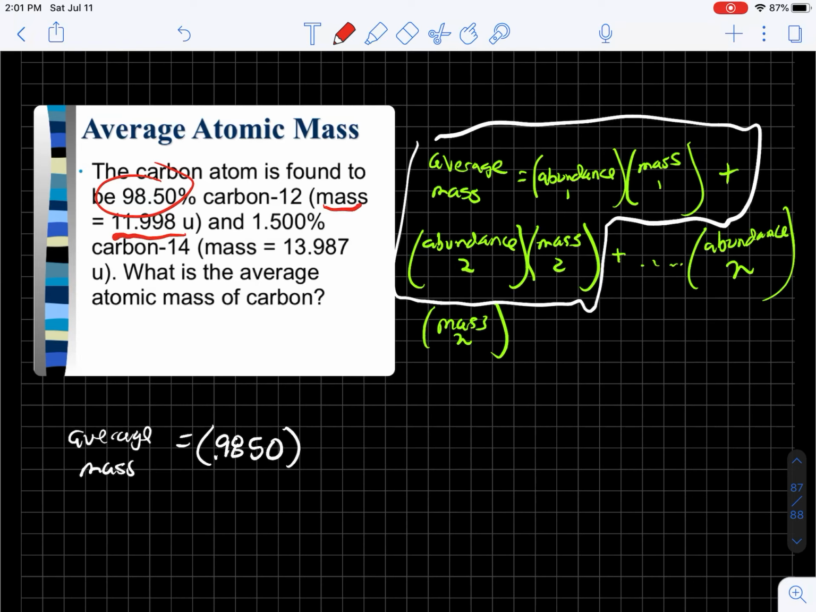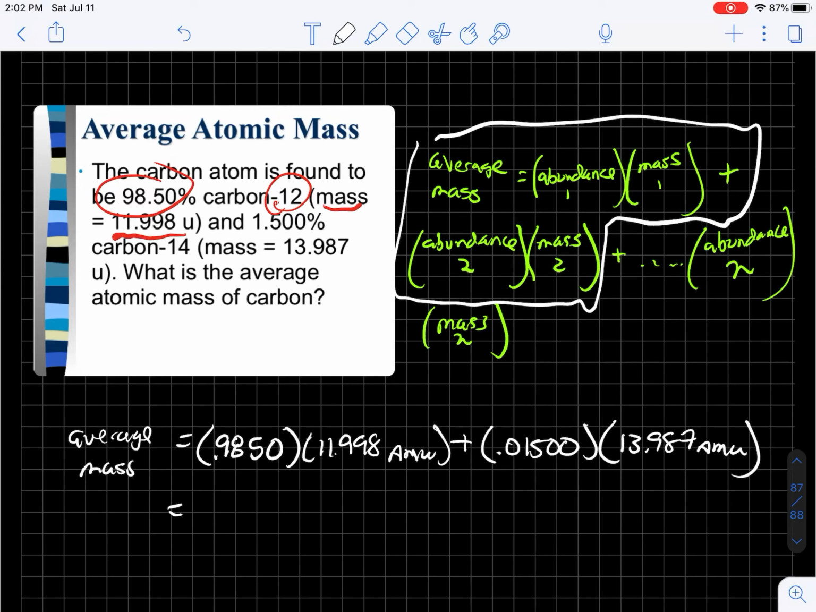Now this carbon-12 thing, if they don't tell you what the actual mass of carbon-12 is, because again, in the formation of a carbon-12 atom, you would lose some of that mass to energy. That was the whole E equals mc squared thing from Einstein. Then if they don't give you a mass, assume the mass to be 12. But in this case, they did give us a mass, so I'm going to use it. 11.998 AMU. And I'm going to add it to the abundance of the other isotope, which is 0.01500 times 13.987.